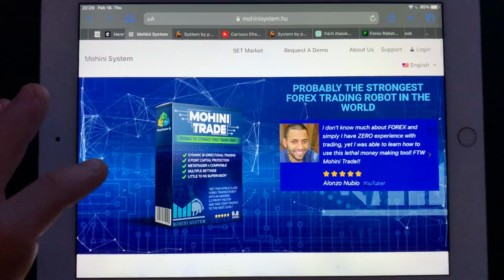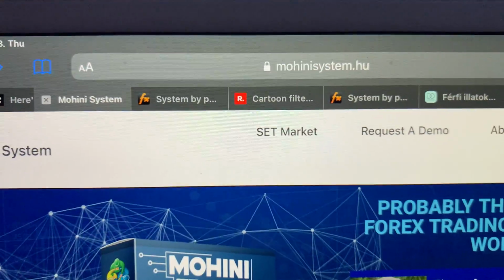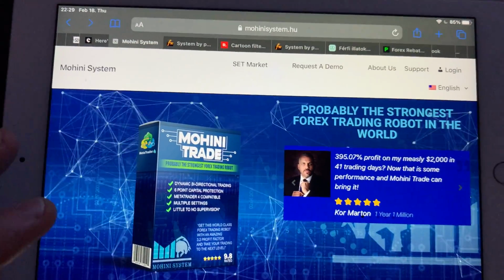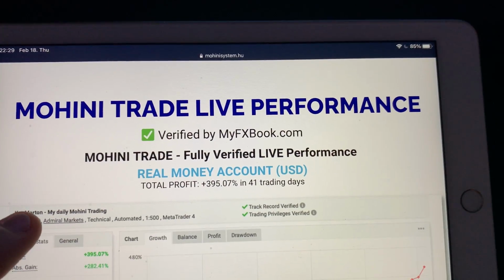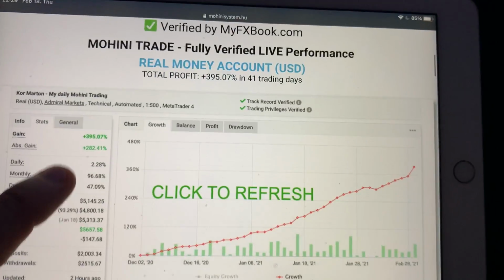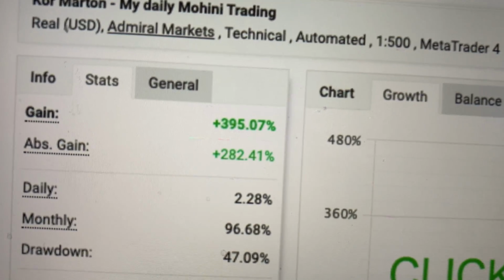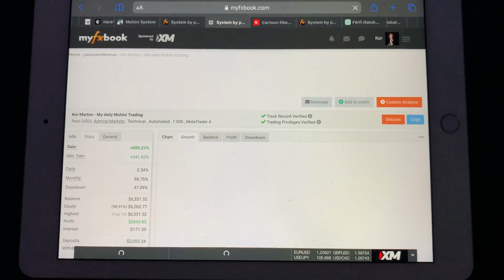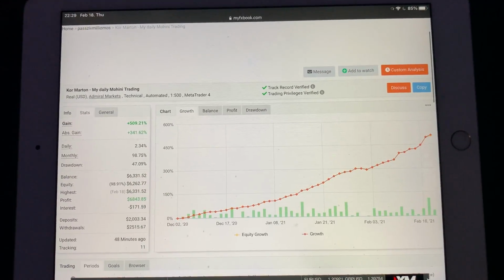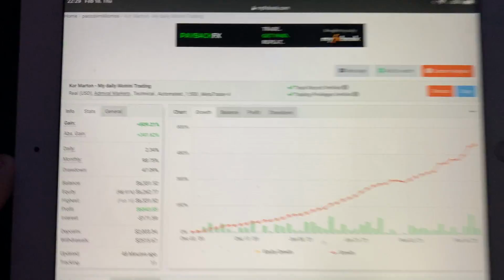Now let's take a look at my fxbook account. You can just go to mohinisystem.com or mohinisystem.hu and scroll down a little bit to see Mohini Trade live performance, and the first chart is me. It's been a while. 395.07. So if you just tap it or click it, it'll open my fxbook account. And actually this is the chart that you can see all my results with. You can also find this link below this video in the description box.